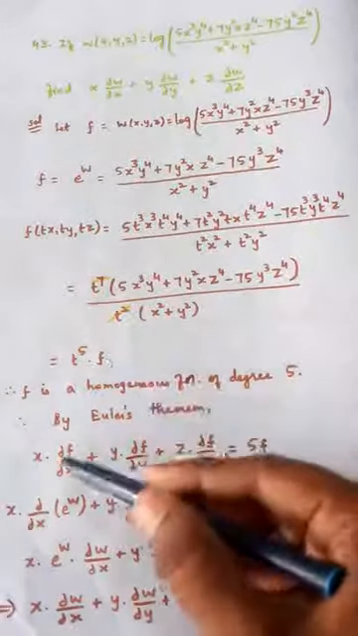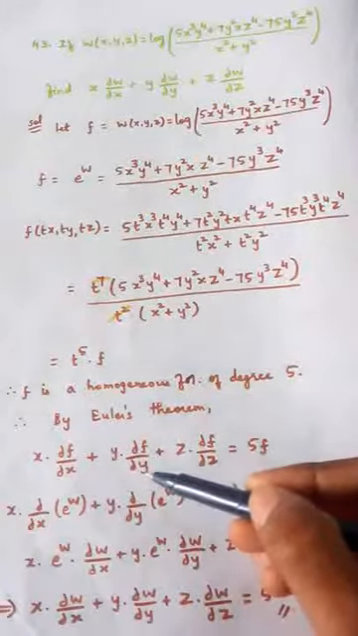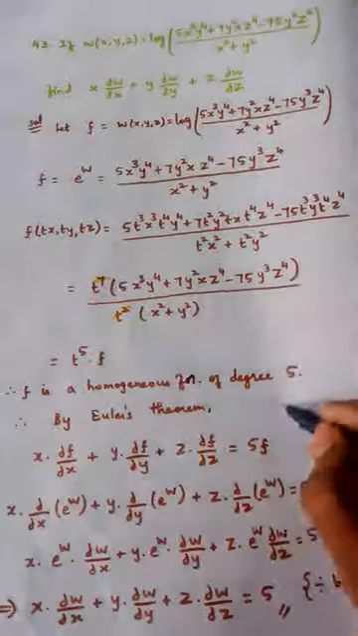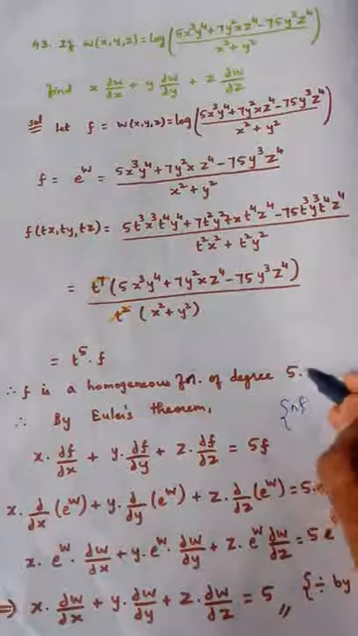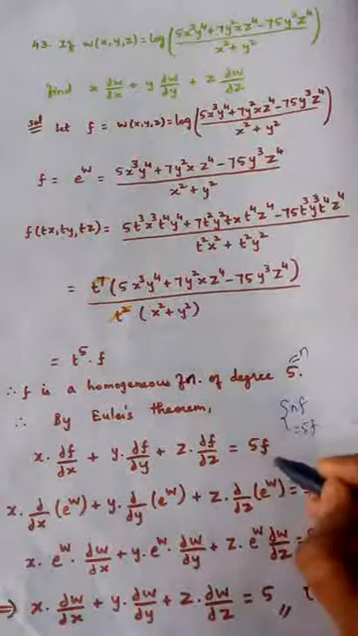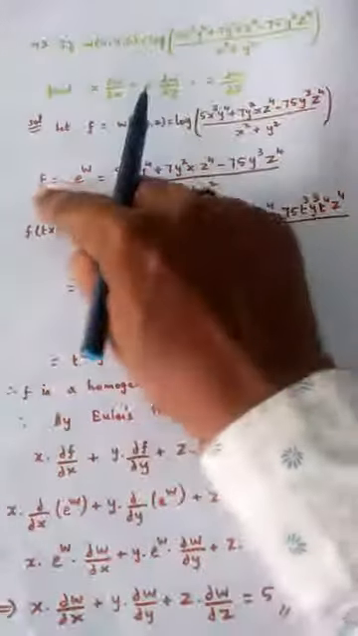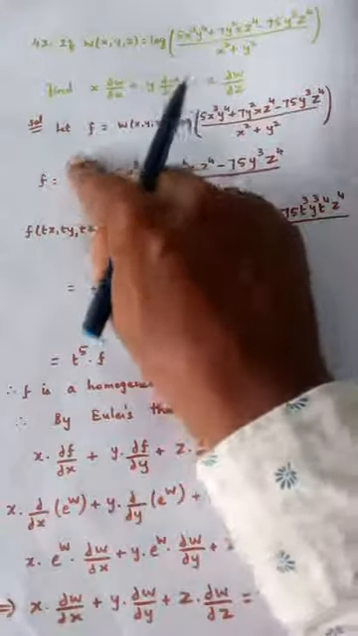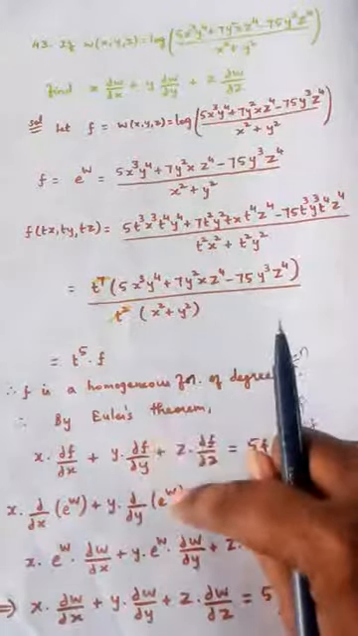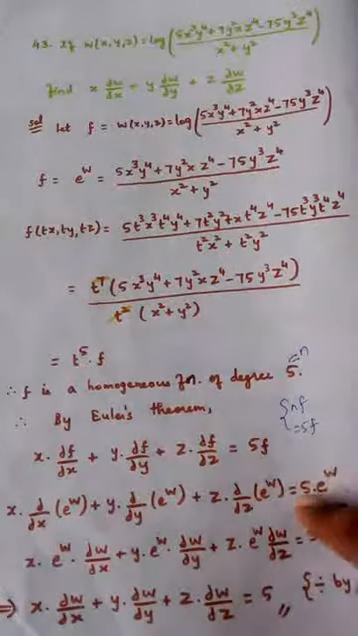So by Euler's theorem, what can I write? Since f is a homogeneous function, x into dou f by dou x plus y into dou f by dou y, since three variables, plus z into dou f by dou z equal to nf. Formula is nf. But here, what is n? 5. So this becomes 5f. By Euler's theorem, it becomes 5f. Now, in place of f, I am going to replace e power w. F means e power w. Right hand side also 5f, so 5 e power w.